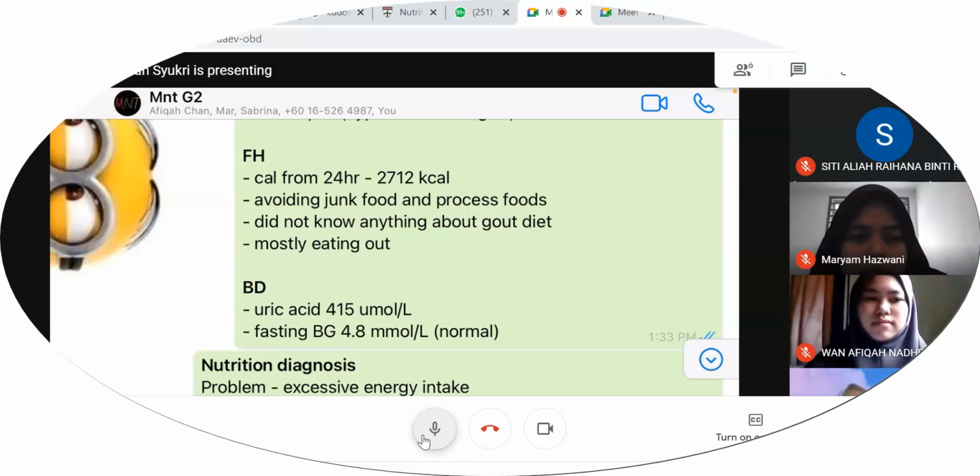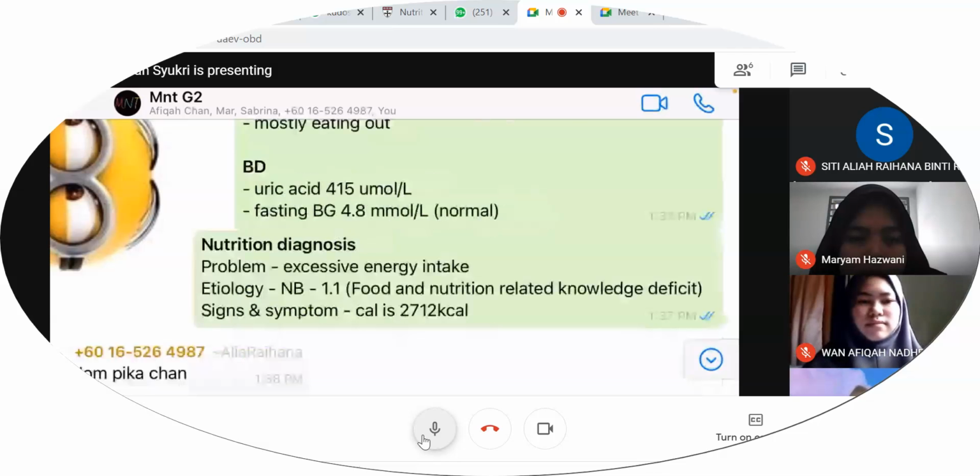It is considered normal because normal is below 5.5. And we concluded that his nutrition diagnosis, his problem, is excessive energy intake. His etiology is food and nutrition related knowledge deficit because he said that he does not know anything about gout diet. And his signs and symptom is he is eating 2,712 kilocalorie.